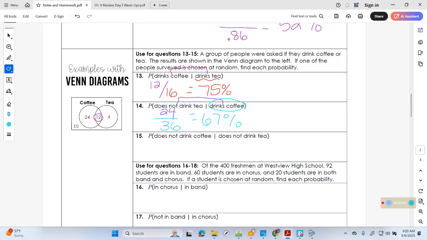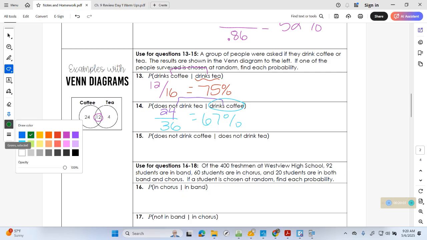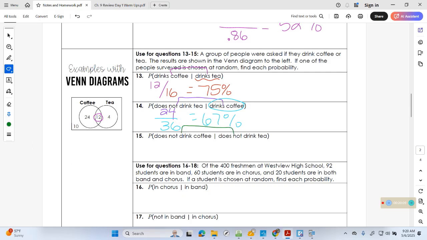Okay, does not drink coffee, oh boy, we got a lot of nots here. Does not drink coffee and does not drink tea. 10. No coffee, no tea drinkers.